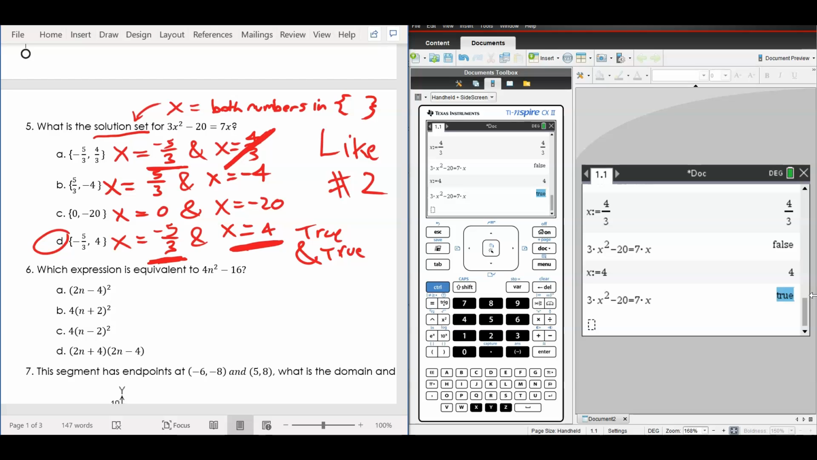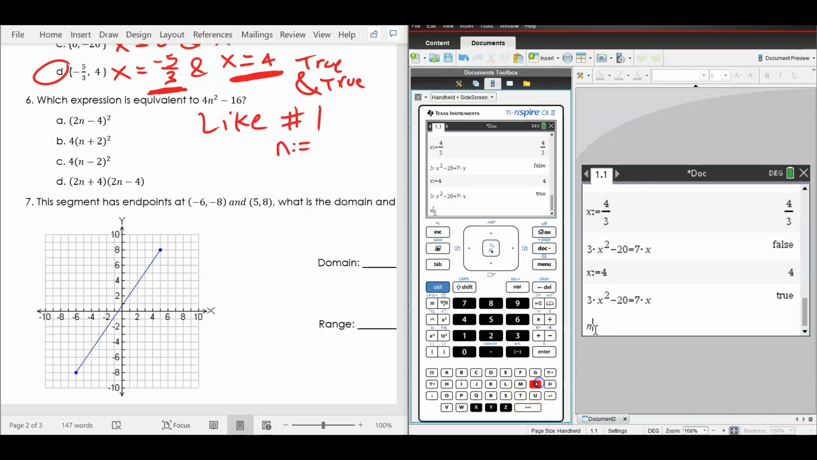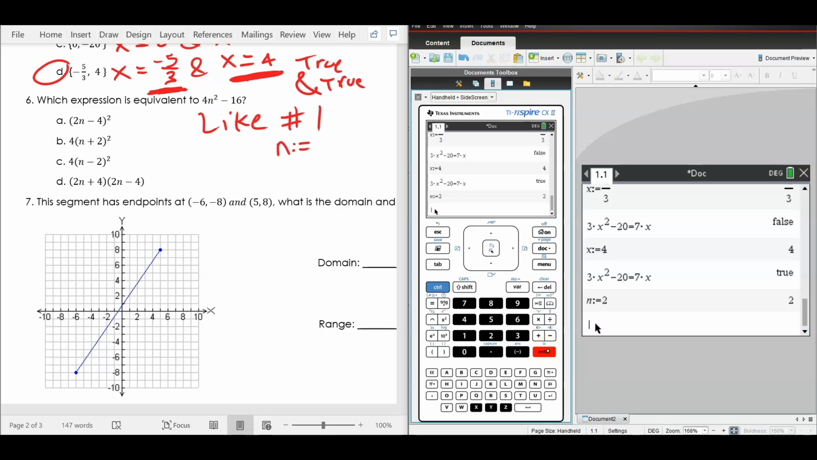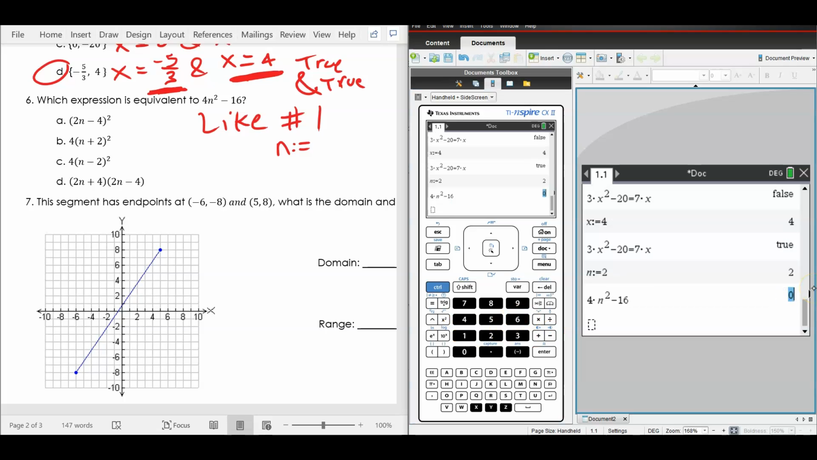All right. So number 6, which expression is equivalent? Again, this one's like number 1. You got to define a random n. Okay. Let's do that. N is control defined as 2. Let's type in the original, 4n squared minus 16. Gives me 0. Okay, so start typing in these other ones.